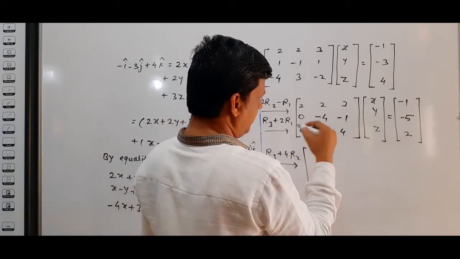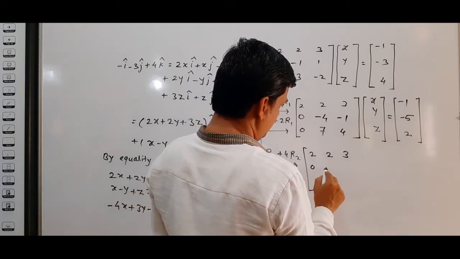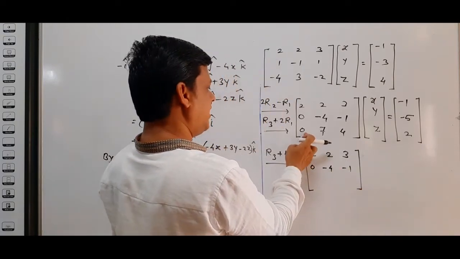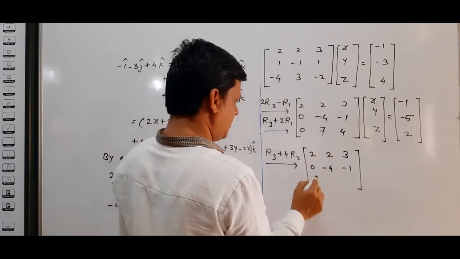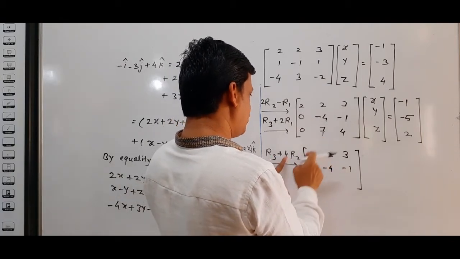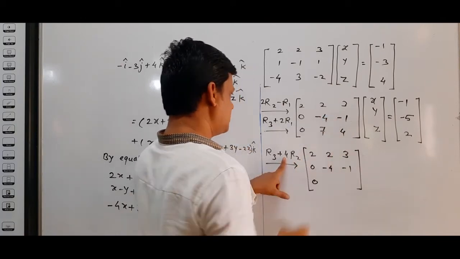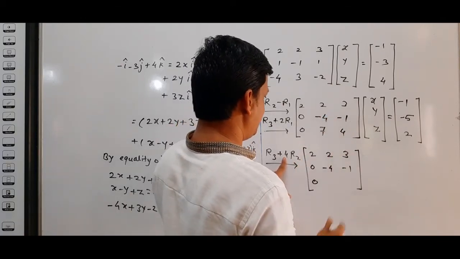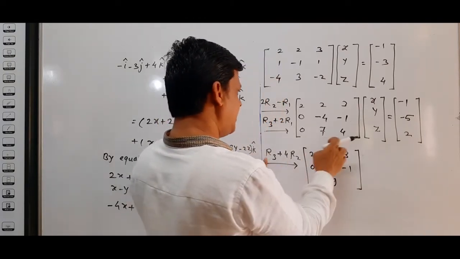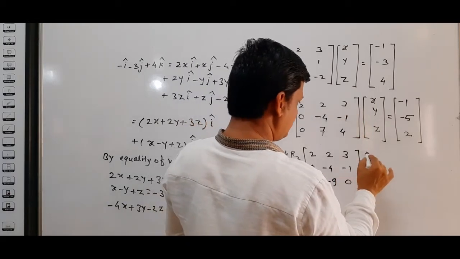So keep first row element, second row element as it is, 2, 2, 3, 0, minus 4, minus 1. Here R3 is 0, R2 is 0. So 0 plus 0 we get 0. R3 is 7, R2 is minus 4. So here 4 4s are 16. So 7 minus 16. So we get here minus 9. R3 is 4. 4 minus 4 we get here 0.